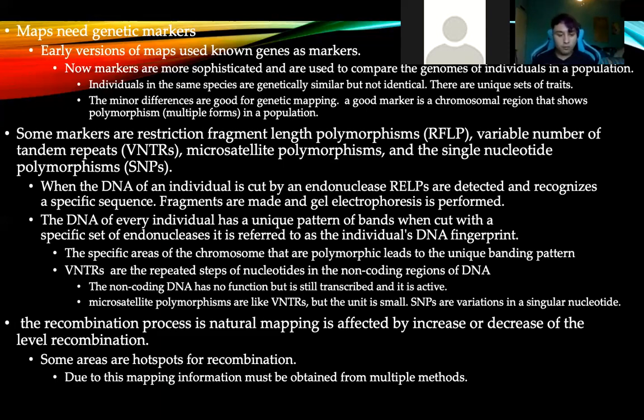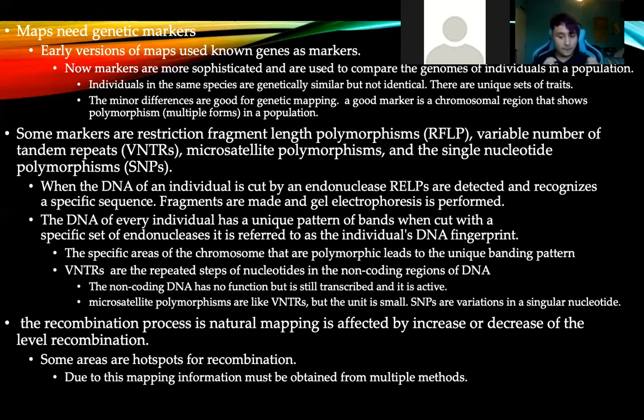Some specific markers are restriction fragment length polymorphisms, again, I'm sorry about my pronunciation, variable number of tandem repeats, microsatellite polymorphisms, and the single nucleotide polymorphisms. When the DNA of an individual is cut by endonuclease, RFLPs, or restriction fragment length polymorphisms, are detected and recognize a specific sequence.